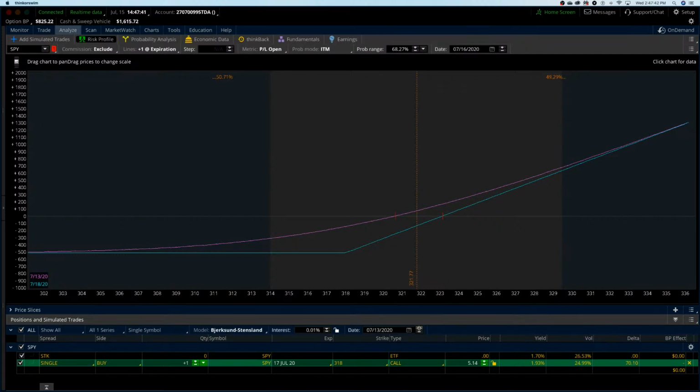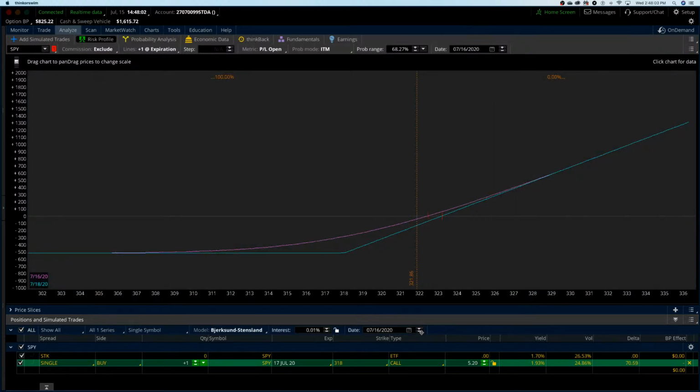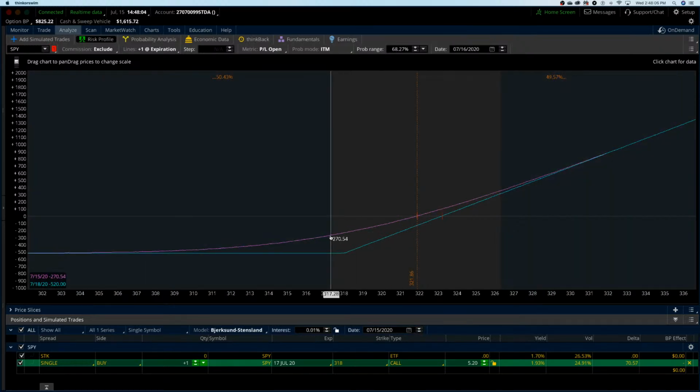As we get closer, you can see that squeezing until we get to today. Now it's saying by expiration, there's a one standard deviation chance, or about a 68% chance, that it could move as low as 317 and as high as 326. Tomorrow it's going to be a little bit smaller. Well, actually, it can't show me the future. So that's what that is.